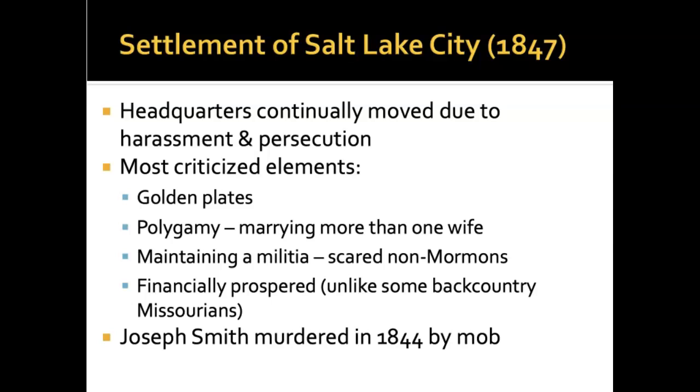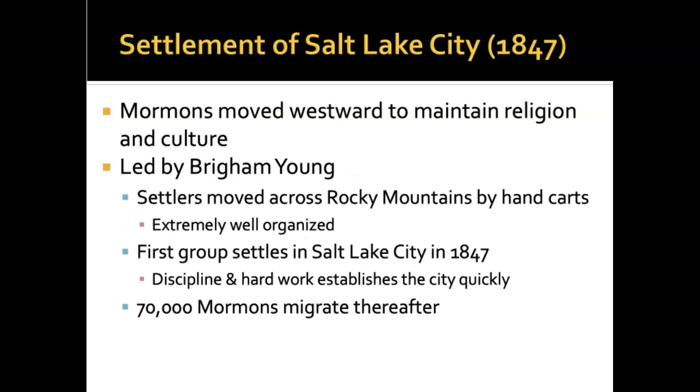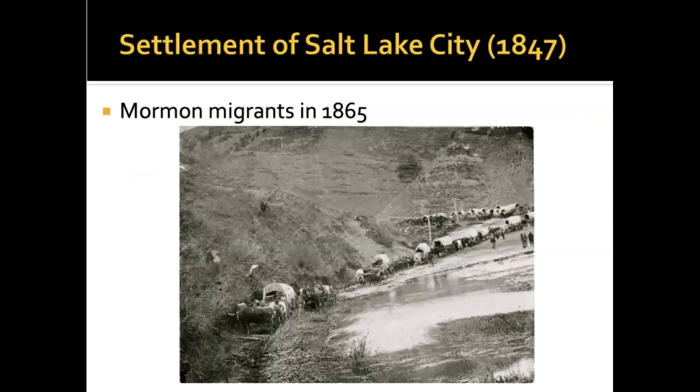Side note, Brigham Young, you guys, married 27 women and had 56 children. 70,000 Mormons are going to migrate thereafter. And like I said in class, the Mormons are the only group of kind of utopian society that still exists today. All the other ones we talked about, the Oneidas and the Shakers, they're mostly gone.